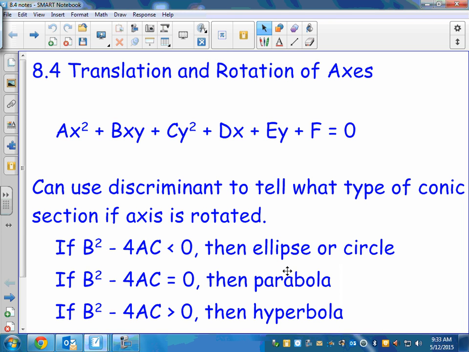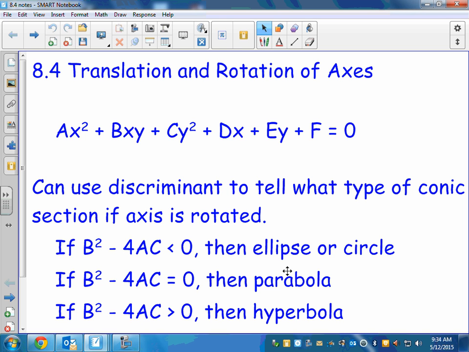So there's two parts to today's notes, all right? And the first part is the most important part, the part that you're really going to have to know for the test, is how to tell what kind of conic section it is based on looking at the equation.